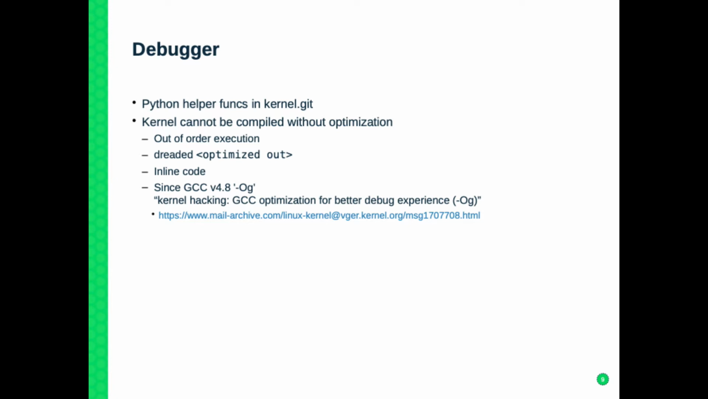So I know some of the people upstream are working on making this easier. Since GCC 4.8, there's this -Og option which you can use, which makes it better for debugging. I haven't really tested that out yet, so if anyone wants to talk about this later, I'm interested.